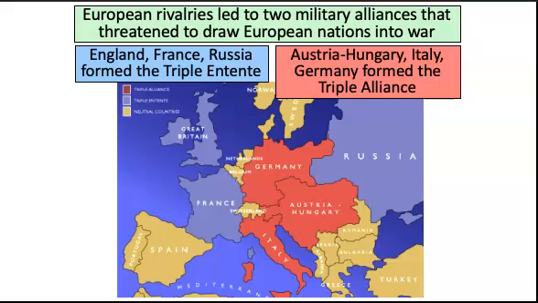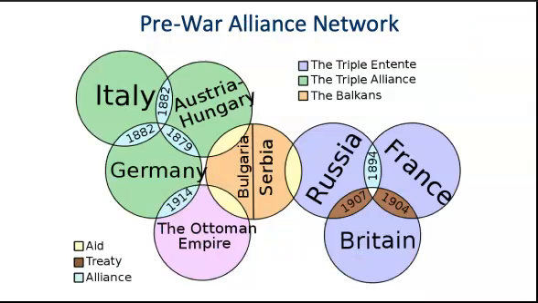The pre-war alliance network looked very much like this, with the Triple Alliance on one side, as well as the Ottoman Empire, and the Triple Entente on another.